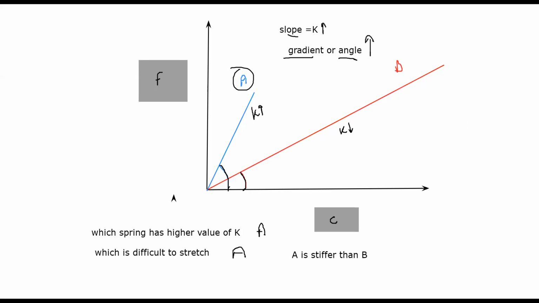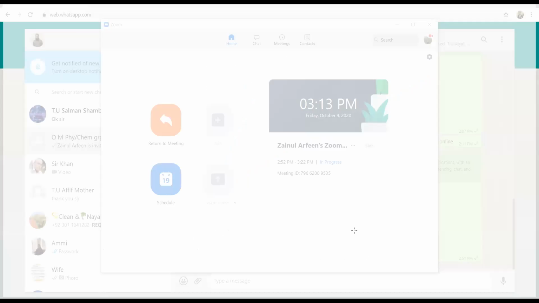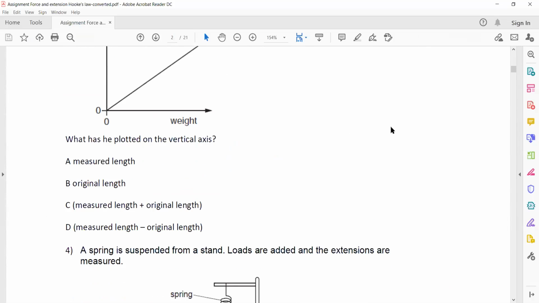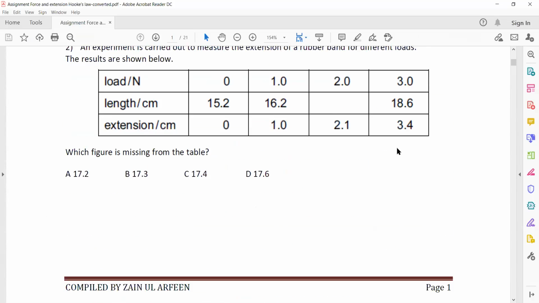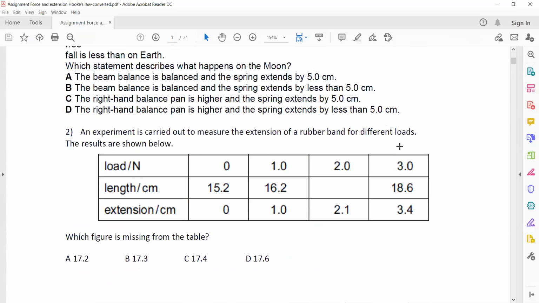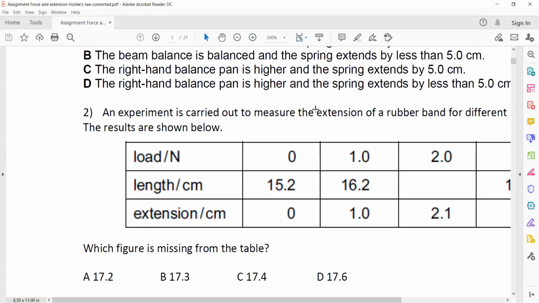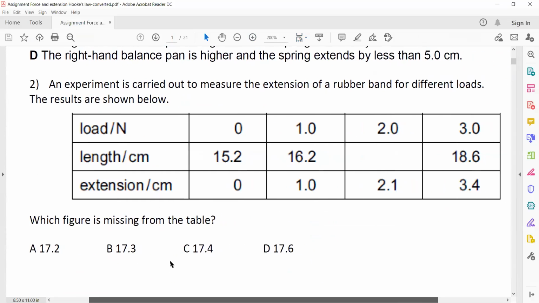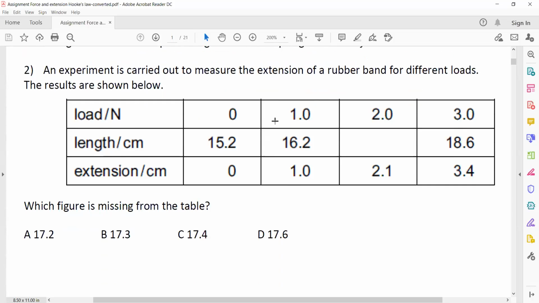Now some questions related to this topic. Start with question 2, because question 1 was theoretical. An experiment is carried out to measure the extension of a rubber band for different loads. The results are shown.